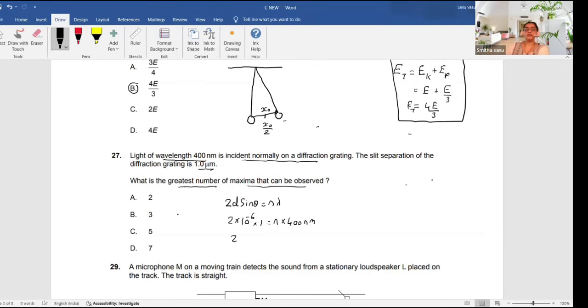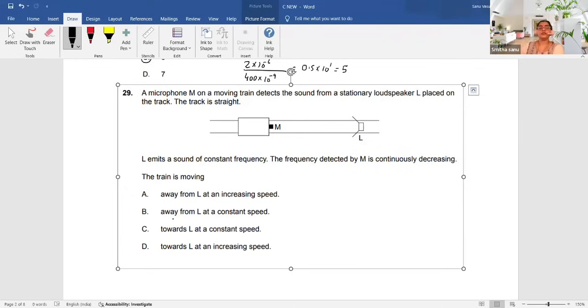So basically it is 2 into 10 to the power minus 6 over 400 into 10 to the power minus 9. So this should be around half into 10 to the power minus 1. Then taken up, it will be 10 to the power 1, which is 5. You will find 5 maxima in the frame. Let's do the next question.